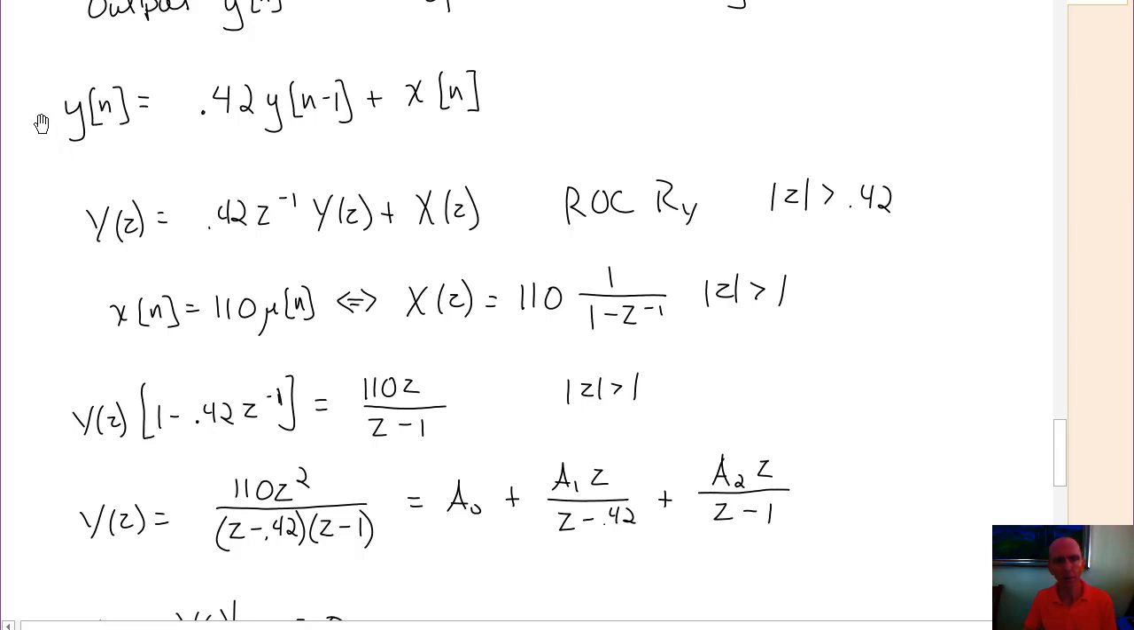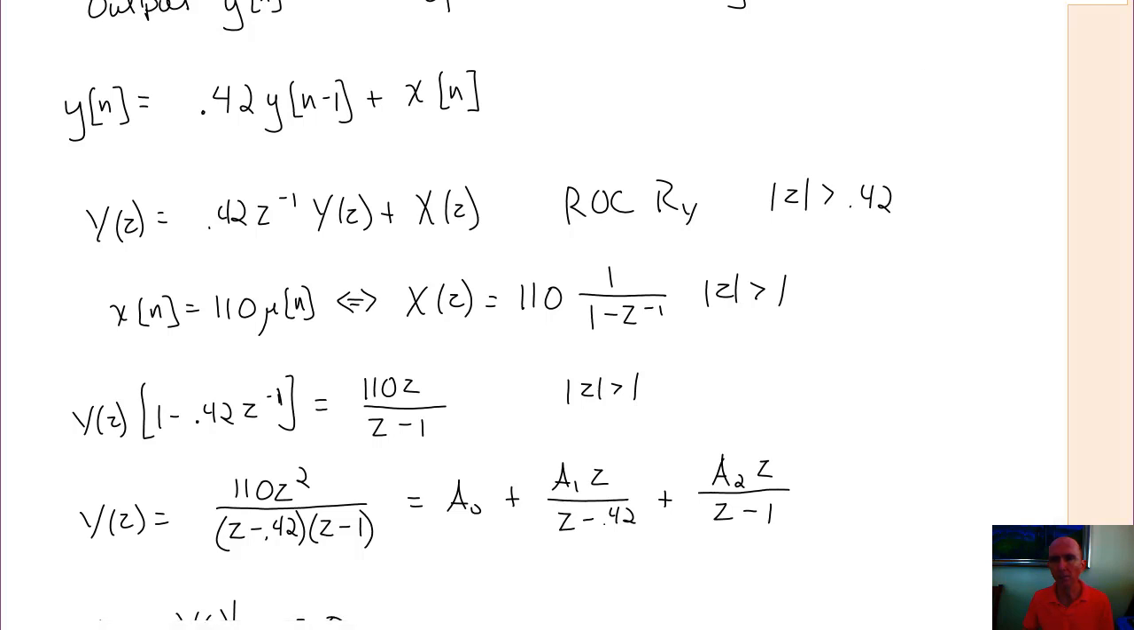We convert this equation to the z transform. So as before, y of n minus 1 is going to be z to the minus 1 y of z. X of n is going to be x of z. And this would be our equation after taking the z transform. The region of convergence of y is, again, greater than the pole of the system.